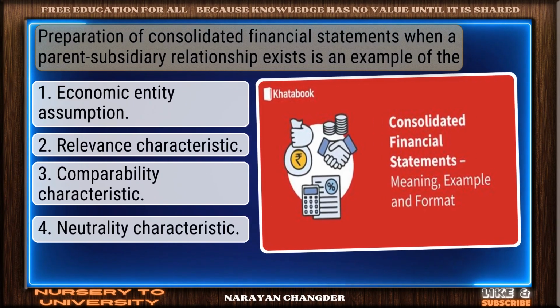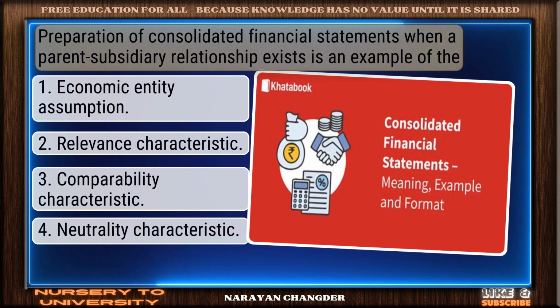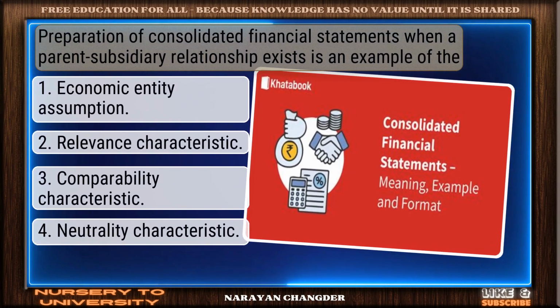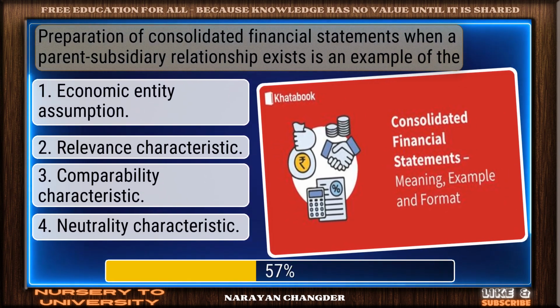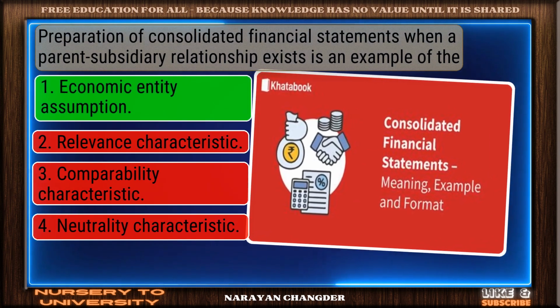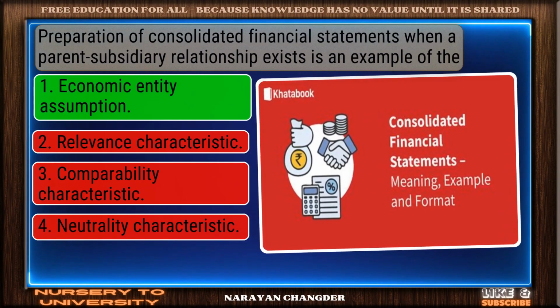Preparation of consolidated financial statements when a parent-subsidiary relationship exists is an example of the... Well-reasoned. Economic entity assumption is the correct choice.